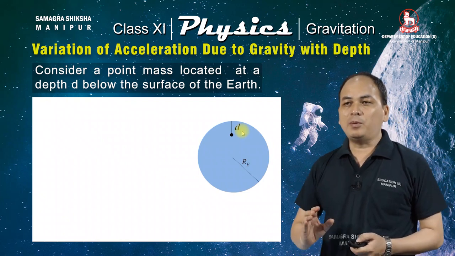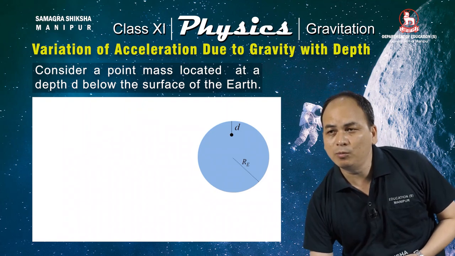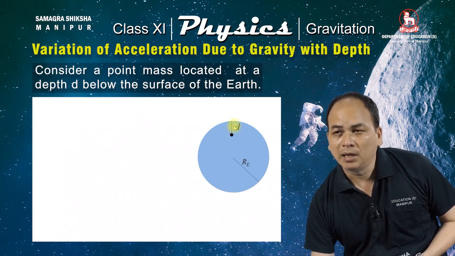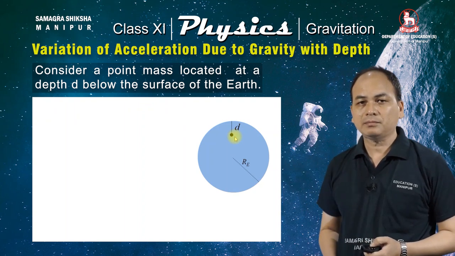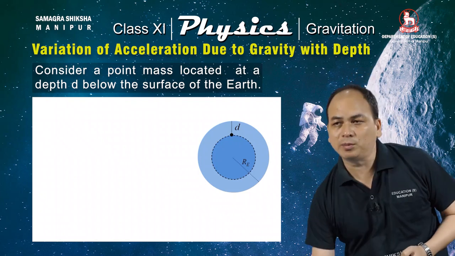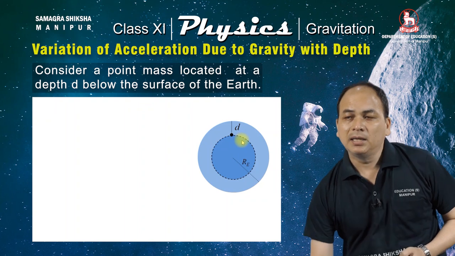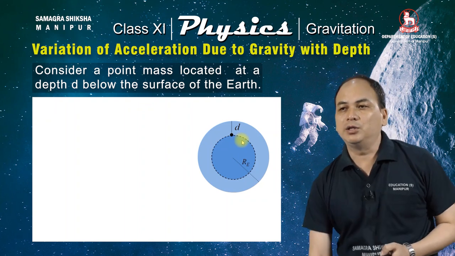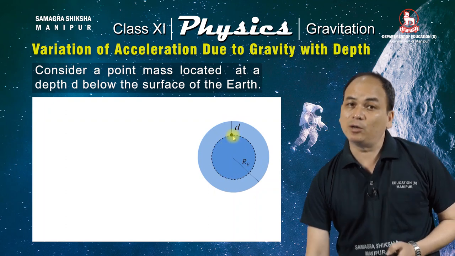So consider a point mass located at a depth d below the surface of the earth. From the surface of the earth down to this depth, we can draw a spherical object. Imagine a spherical object such that the point mass lies on its surface.